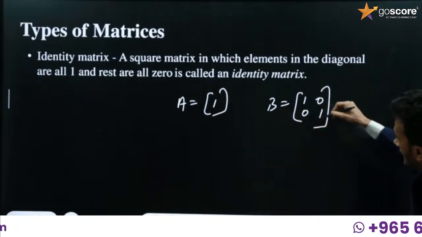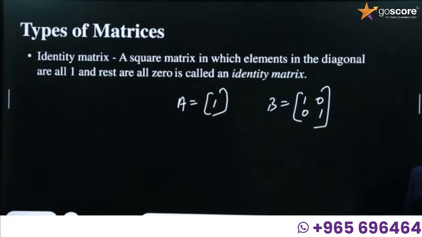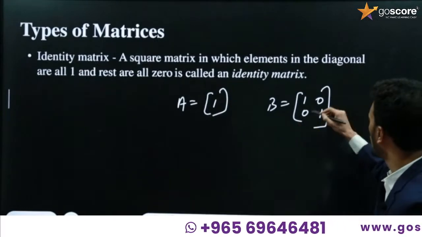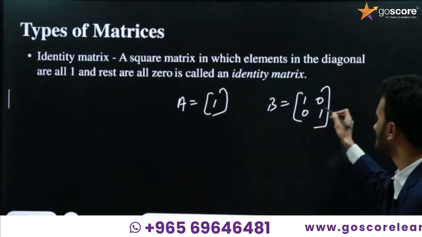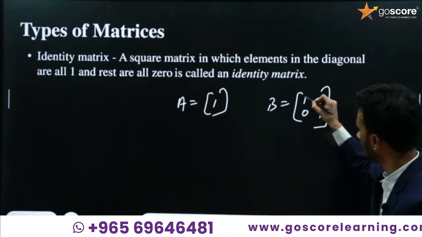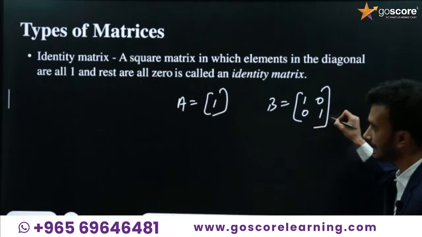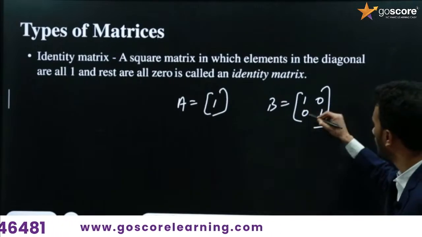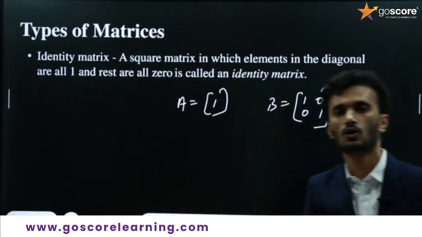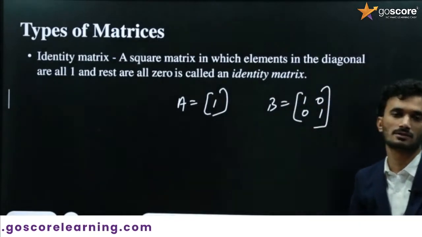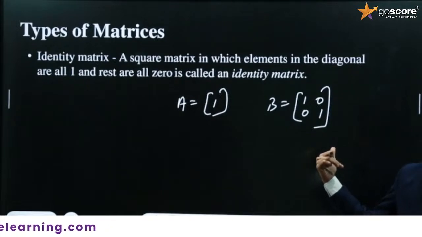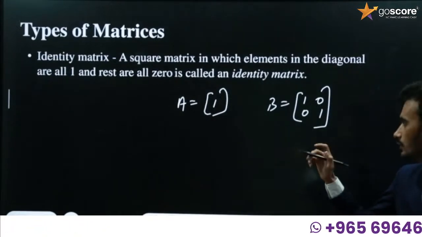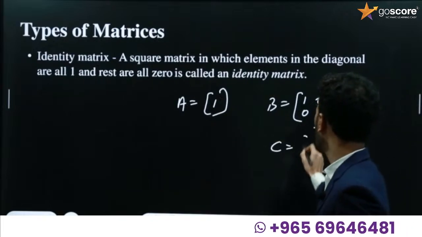You can see the diagonal elements are same and equal to 1, and all other elements are 0. The diagonal elements are equal to 1 and all other elements are 0, which is called an identity matrix. So this one is a 2 by 2 matrix, or it is of order 2. Then what about 3 by 3?